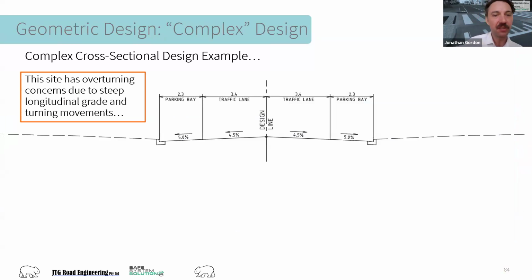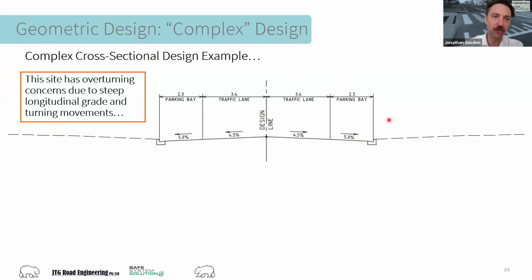to be honest. Let's use this as a cross-sectional example of a complex site. So when I say complex for this site, we might be able to make these 4.5% crossfalls and these 5% crossfalls work in terms of crossing grades, etc. But for the hypothetical world that I'm creating here for us all, let's just say that this has overturning issues though. So this is near an intersection, and these grades and the longitudinal grade of the road combine to cause a truck overturning issue, such as what we were discussing in module 1.